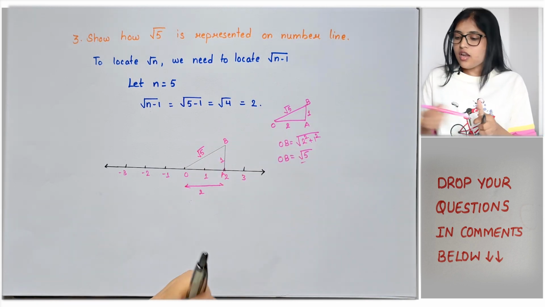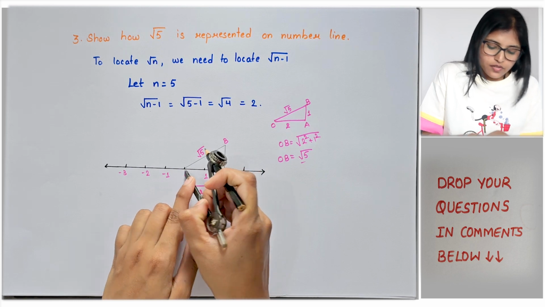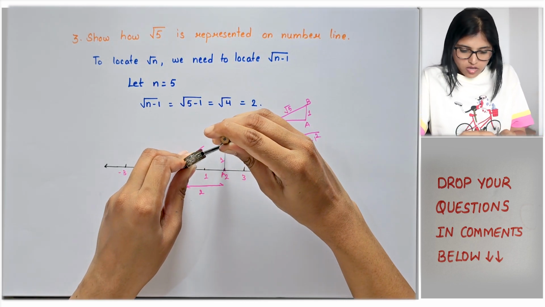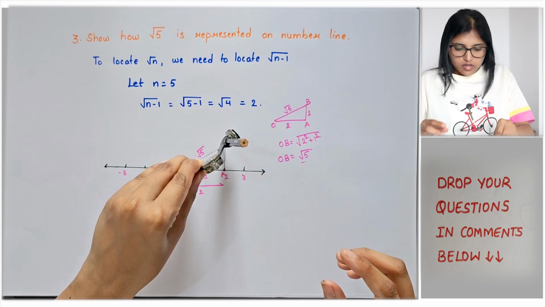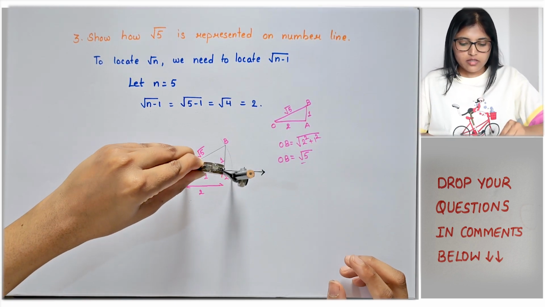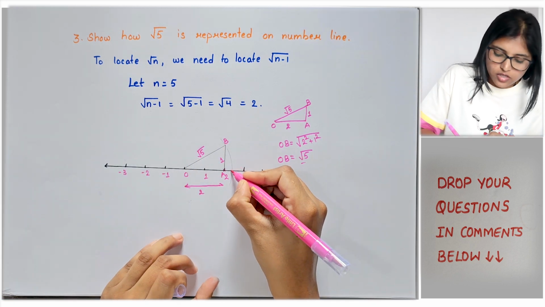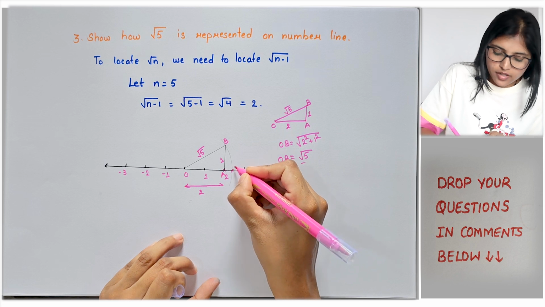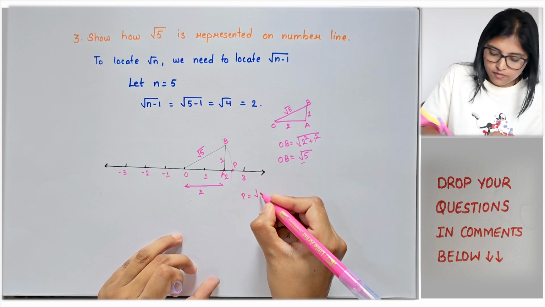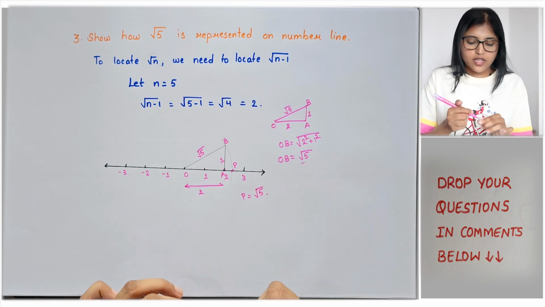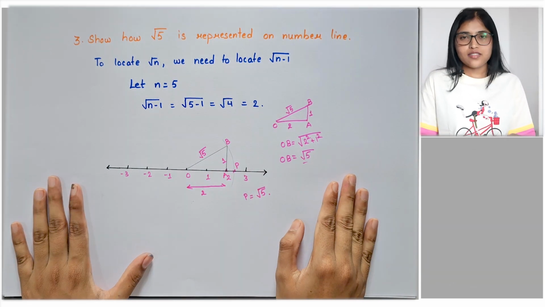Now as we remember the method before, we take a compass, we take the center as O, and we take the radius as OB, and then we cut an arc on the number line like this. Now the point at which this coincides, we can say the point as P, and now this point P will be giving you the value of root 5. That's how you can represent root 5 on the number line. That's the end of exercise 1.2.